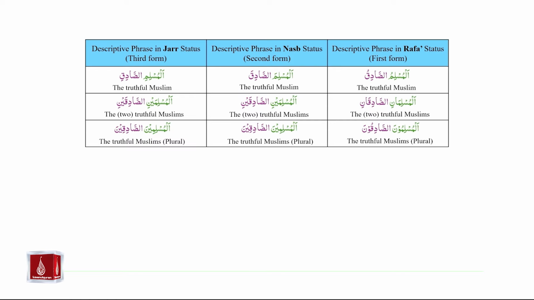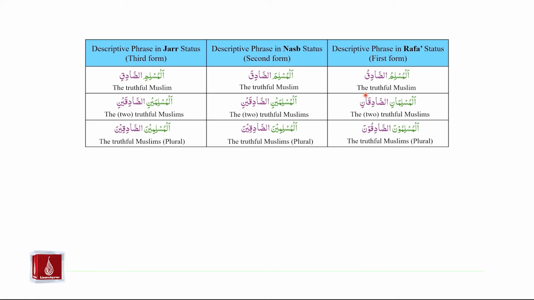We will now do some practice of descriptive phrases or murakkab-e-tawsifi in their three forms. In this table, the first column represents descriptive phrases in the Rafa status. Second column represents descriptive phrases in the nasab status. And third column represents descriptive phrases in the jar status. We will start with al-muslimus sadiqu. This means the truthful Muslim.